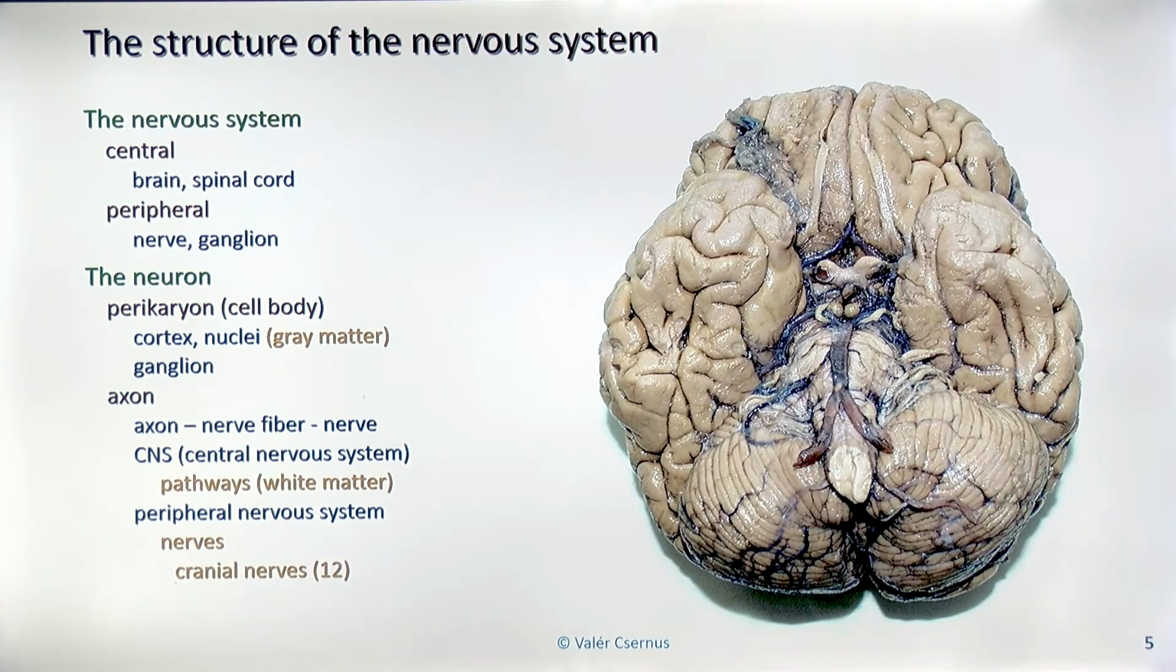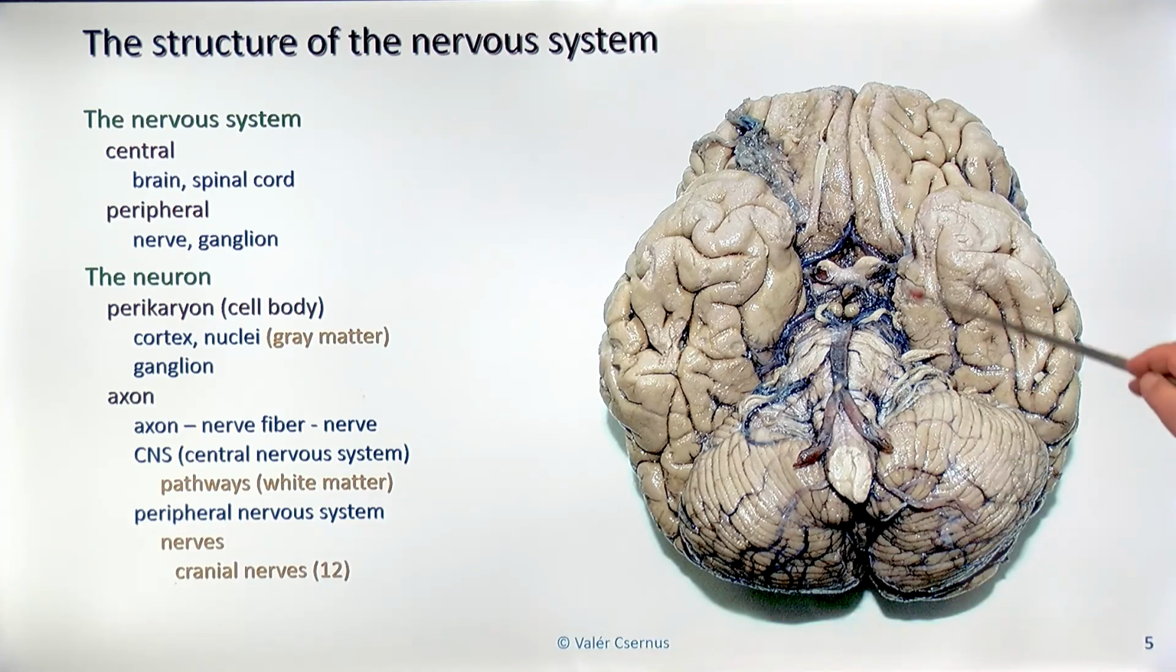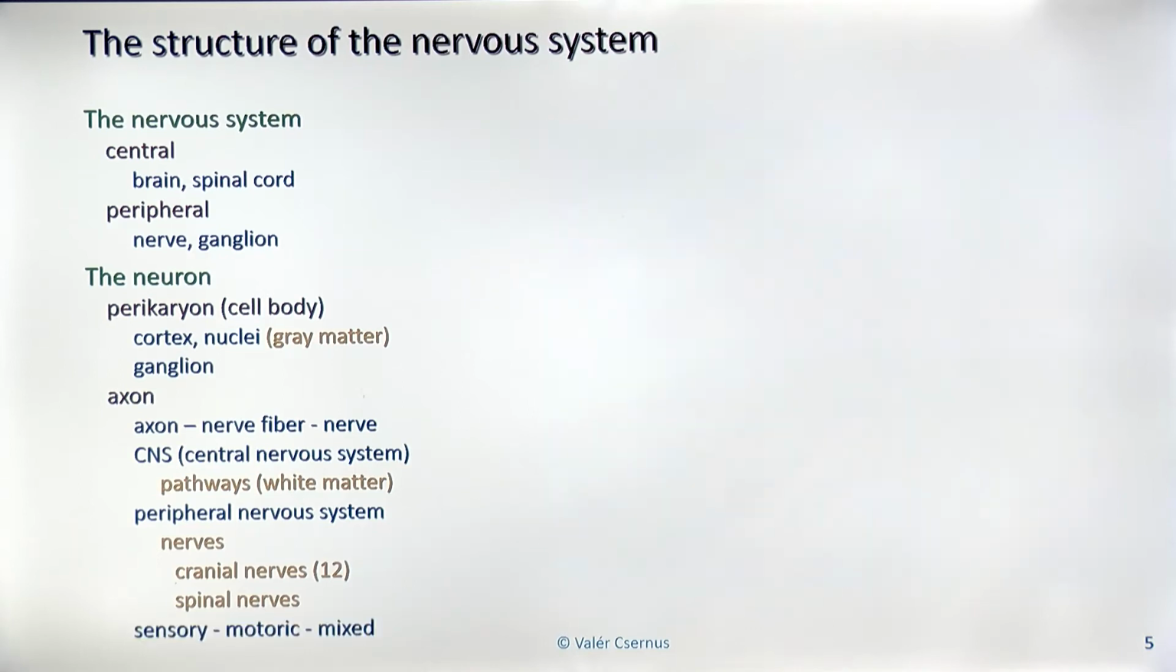Based on the origin, we have two sets of nerves. Some of them come off the brain. We have 12 pairs of so-called cranial nerves, these directly come out of the brain. And we have spinal nerves, which come off the spinal cord. We have several of them. Let's talk about that a little bit later on.